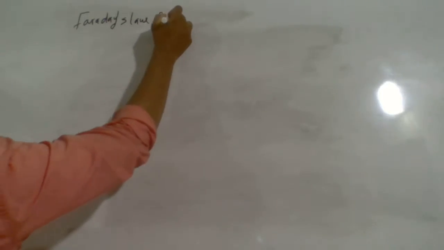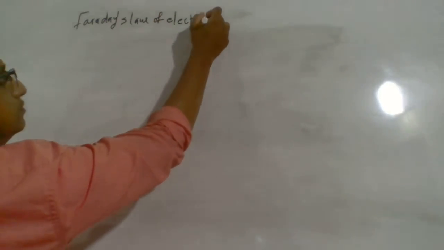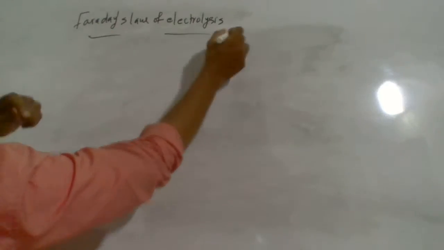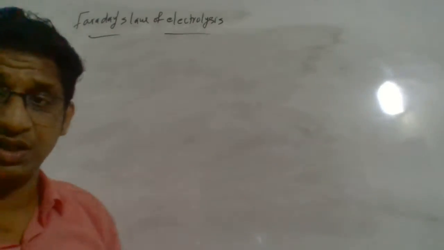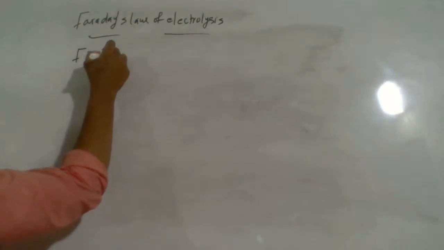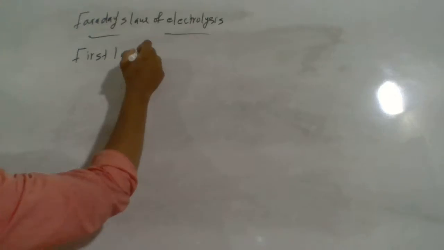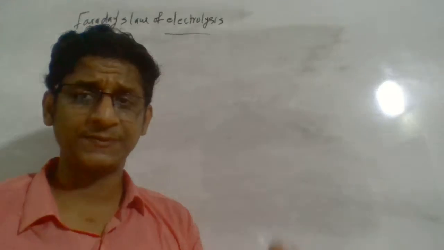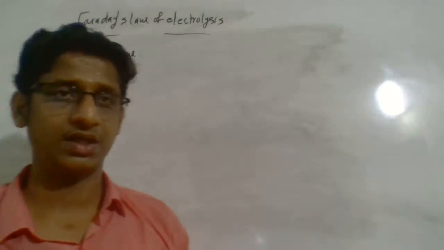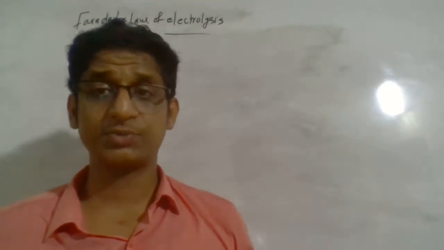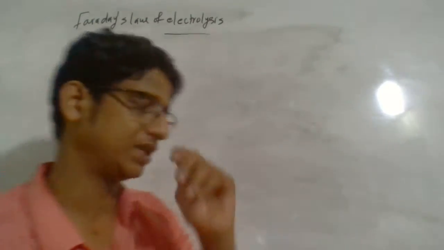Next is Faraday's law of electrolysis. There are first and second laws. What is the first law of Faraday's law of electrolysis? The first law suggests that, as we discussed before, the amount of substance deposited or liberated in a respective electrode is always proportional to the quantity of electricity passed through it.